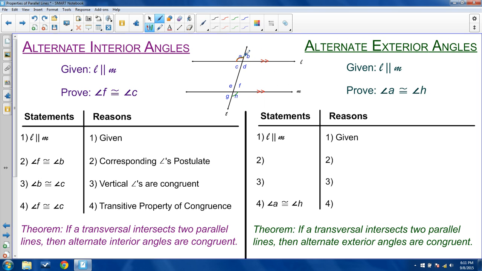So I want to say angle A is congruent to angle E. Let's go ahead with that one. Those are a set of corresponding angles. I'll just say corresponding angles. You understand that. It's going to be basically the same as this one.